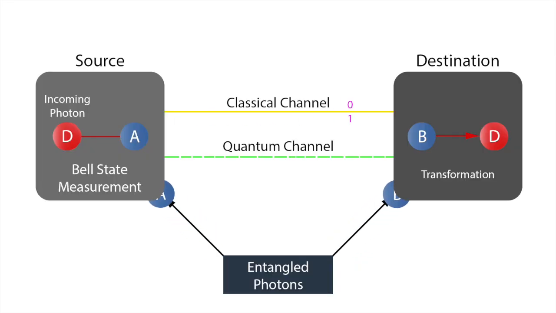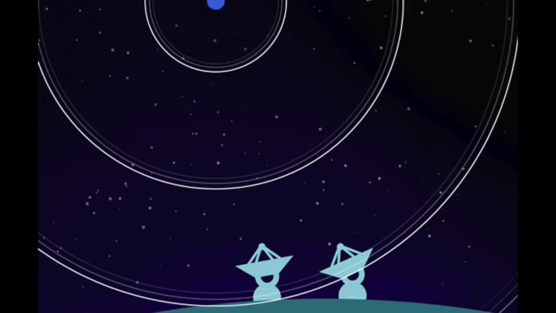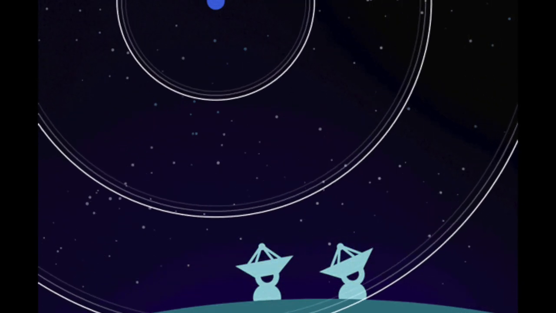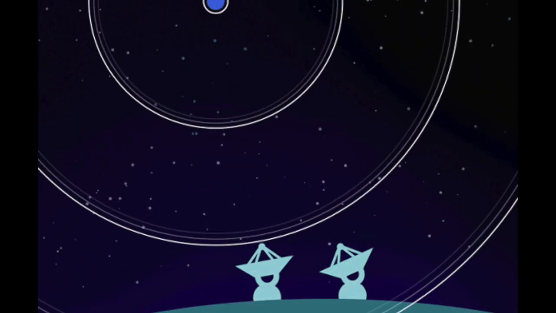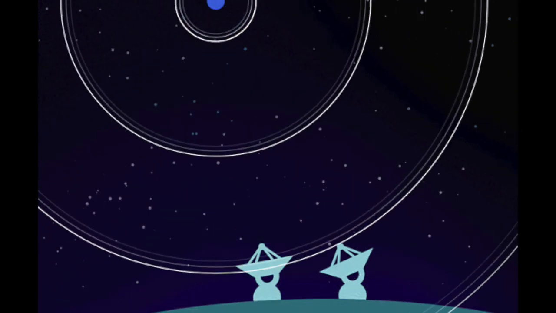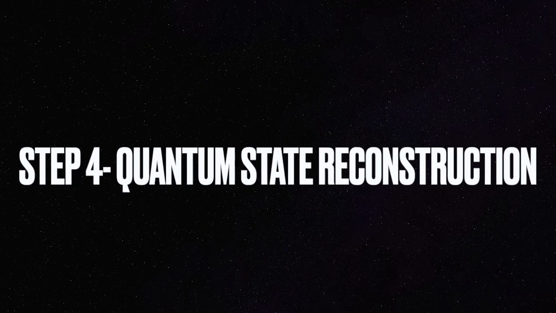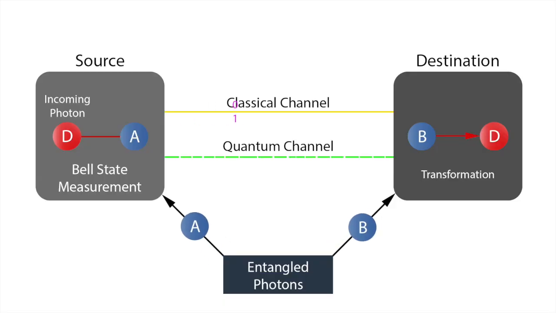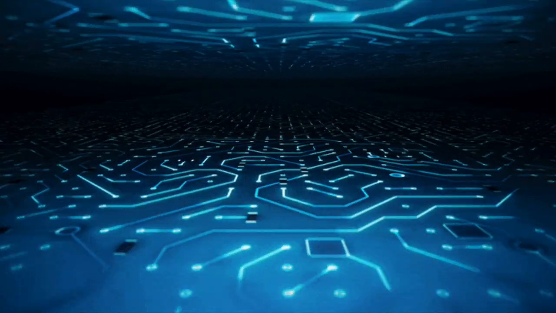Step 3. Transmission. Alice communicates the measurement results to the receiver, often referred to as Bob, through classical communication channels. This means that quantum teleportation does not violate the principles of relativity by transmitting information faster than the speed of light. Step 4. Quantum state reconstruction. Armed with the measurement results from Alice, Bob performs operations on his entangled particle to recreate the exact quantum state of the teleported particle.